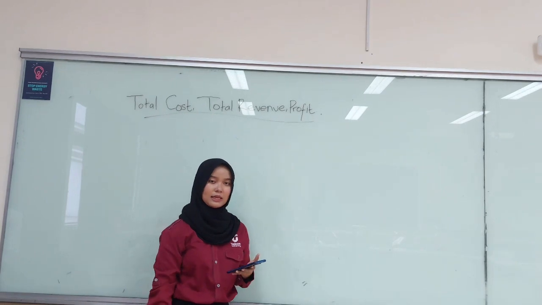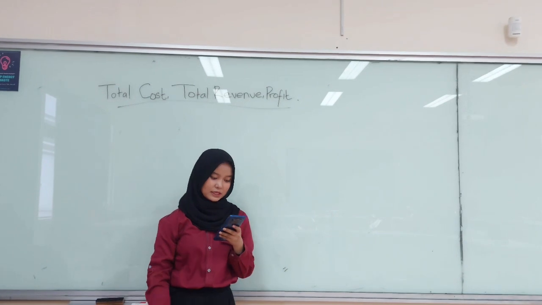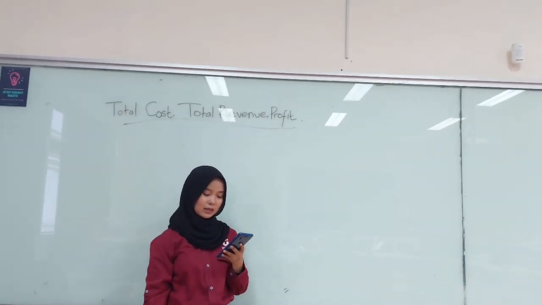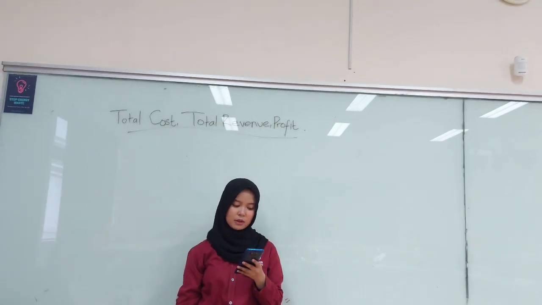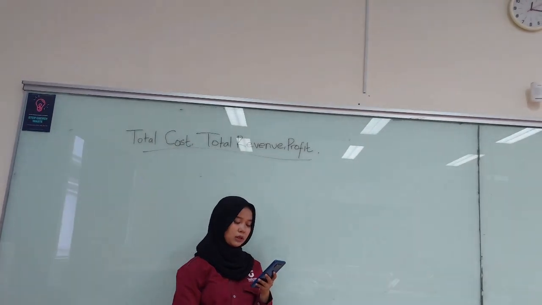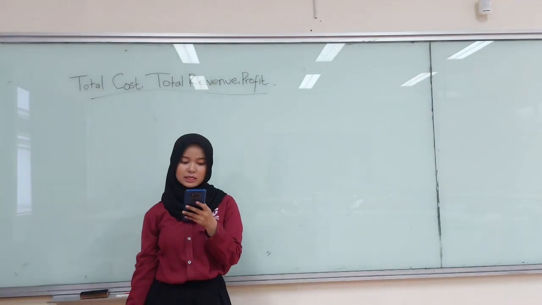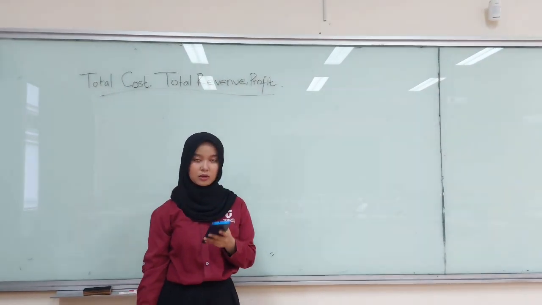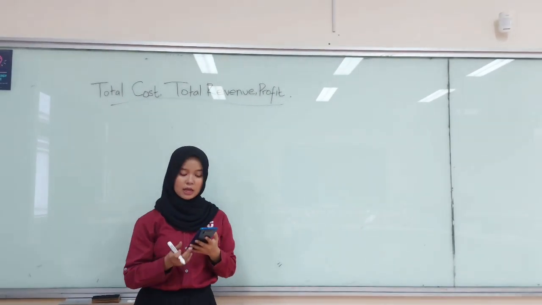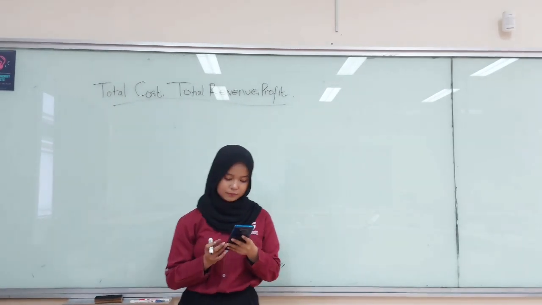This is example 2. Let me read the question. The fixed costs incurred by a company are 50,000 rupiah, while the variable costs are shown by the equation variable costs equal to 200Q. The question is: show the total cost equation and the total cost curve. And for question B: what is the total cost if the company produces 100 units of goods?